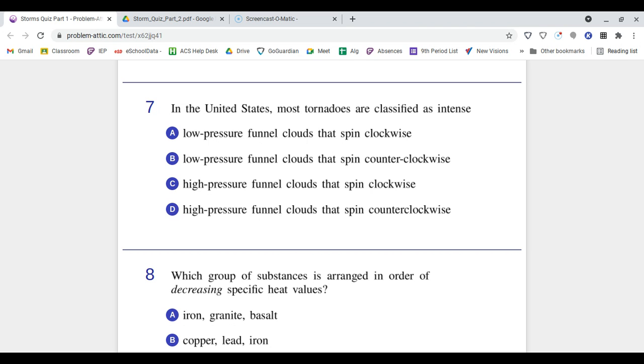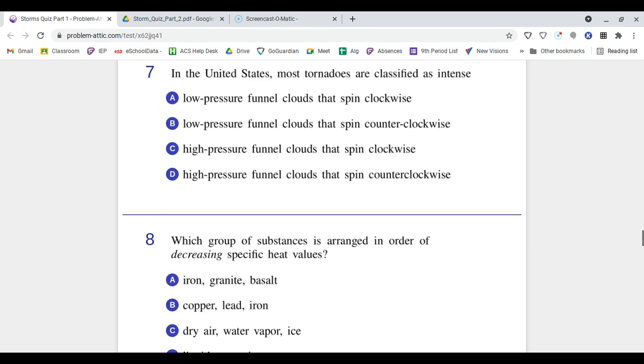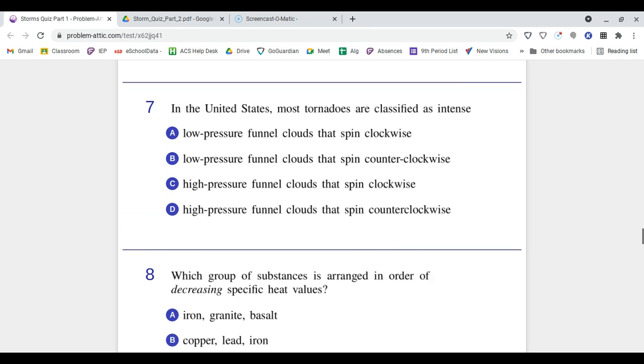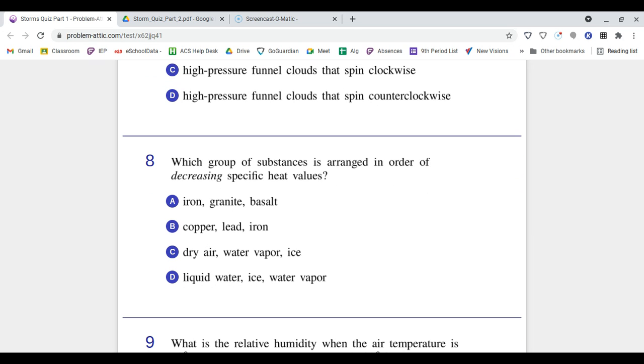Number 7. In the United States, most tornadoes are classified as intense... or do they spin counterclockwise? And if you know anything about a low pressure, that should tell you. And if you can't quite remember, there might be a picture of one in the test, like there was last week. So it's either A or B. Are you good, Luce? Okay.